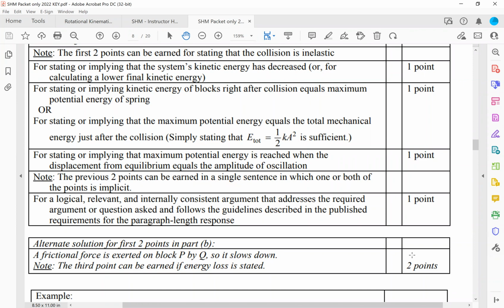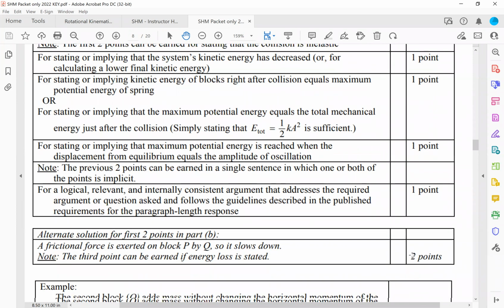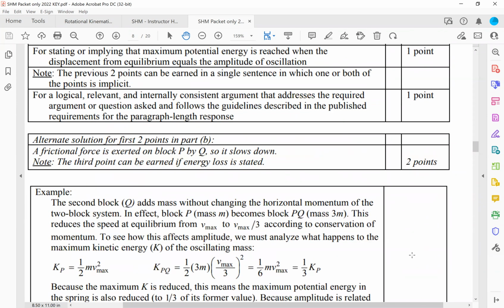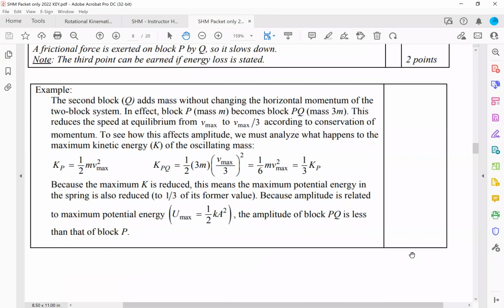Yes? Okay. So for a total, and here they give an alternate solution talking about the frictional force exerted on P by Q. So this is talking about that heat loss. It's going to slow down. Okay. And then they give a sample. Usually on the College Board released ones, and even the NMSIs, they give not only where the points go, but they also try to give a sample. Okay. And you can see here, it's a combination of sentences and work. Okay. So there's that. Questions on the 2018 free response question there.